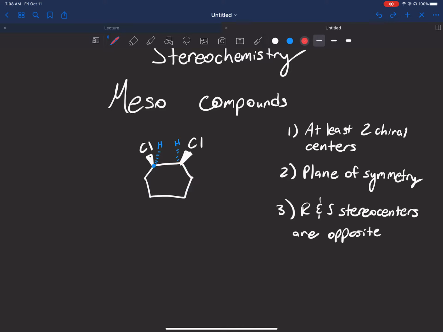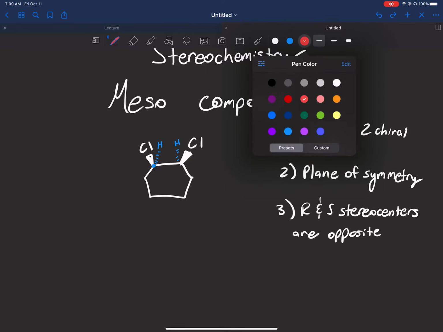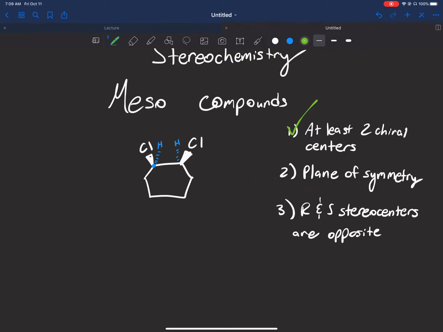Now, because it's on the ring, you may think, oh, it may not be chiral. It's all the same chain on the left and right hand side. It's not. Because if I move one carbon over right here, this has two hydrogens, whereas if I move one carbon over here, that's a chlorine and a hydrogen. So it's not the same, right? And so that is definitely going to be a chiral carbon. And because it's symmetrical, we can pretty quickly determine that this carbon right over here is also chiral. So we can definitely check off our first requirement.